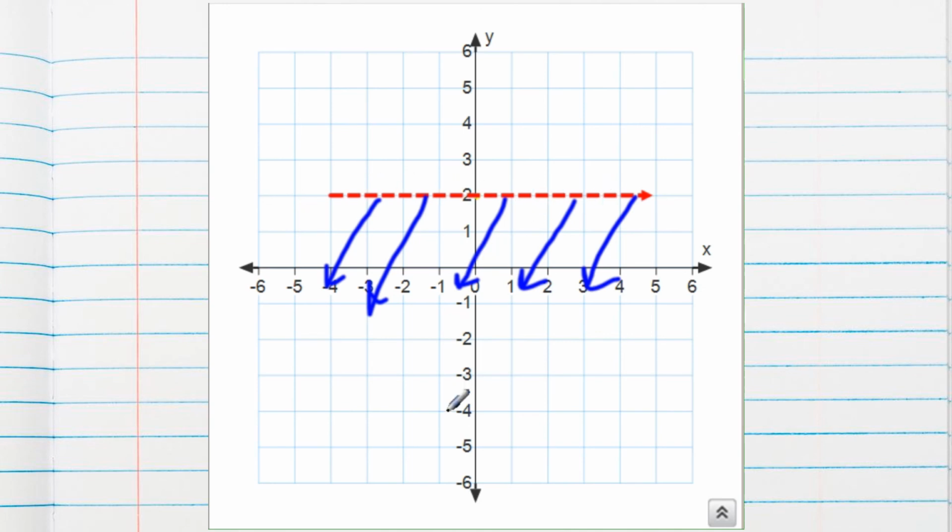So remember, for slack inequality we can use a continuous line, but for strict inequality we should use a dotted line, just to represent that points on the line don't satisfy the inequation. So this is the solution area of y less than 2.